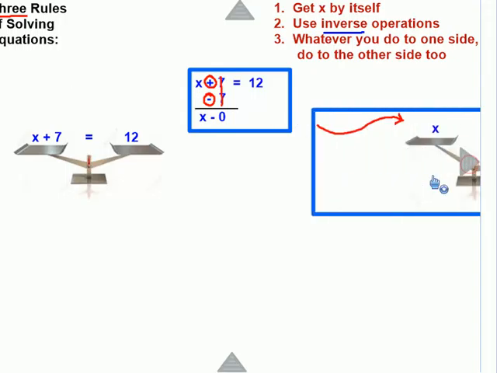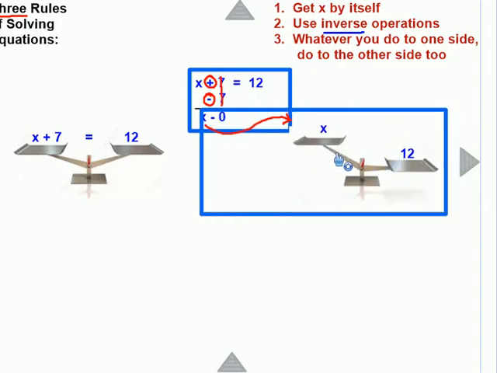But if we do that, we have a problem. Before, x plus 7 was equal to 12. But x all by itself is not equal to 12 because we have removed 7 from this side. That means that this side is no longer balanced with this one. So how can we fix that? And that is where rule number 3 comes in. Whatever you do to one side, you must do to the other side too.